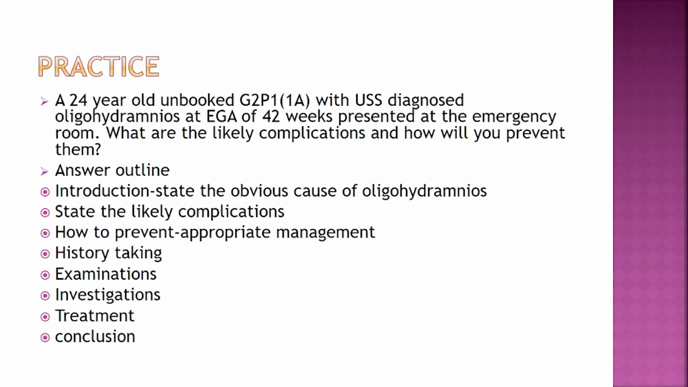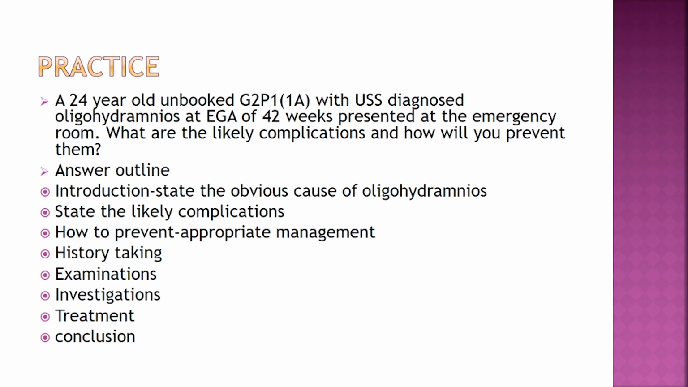To answer this question, as a form of introduction, you must first state the obvious cause of oligohydramnios. With this case scenario, the obvious cause of oligohydramnios is postterm pregnancy. Just like what we discussed when we were talking about the physiology of amniotic fluid, by 42 weeks we expect the average liquor to be like 350 mils. So it has reduced. You can compare 350 mils to 1 liter at 38 weeks. So that is the obvious cause of oligohydramnios in this patient.